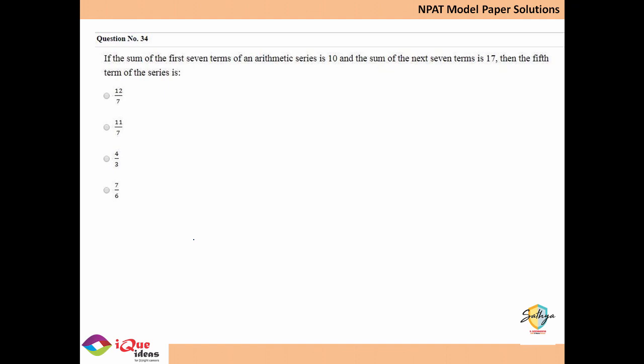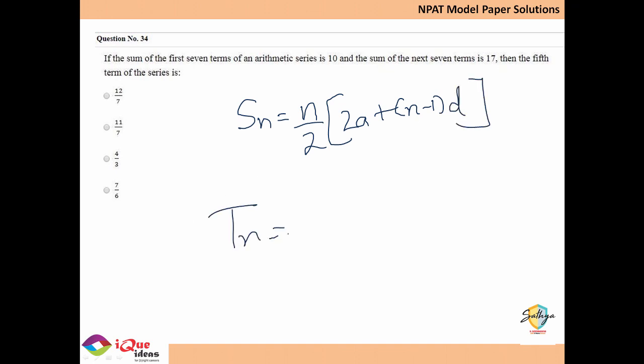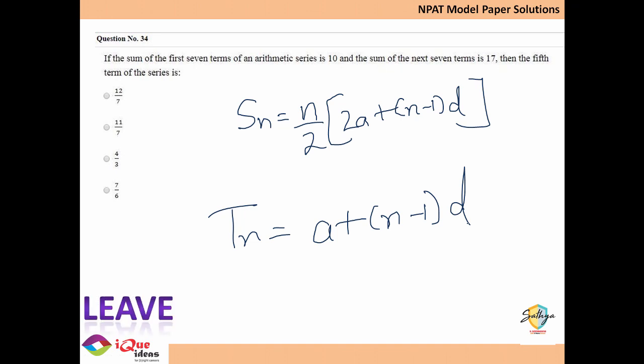Then the 5th term of the series. I'm going to just show you the formula, but the calculation seems to get extensive, so I prefer to leave this problem in the exam. But the sum of n terms of a series is given by n upon 2 into 2a plus n minus 1 into d, and the nth term of a series is given by a plus n minus 1 into d. I leave you with these formulas, but I'm not going to solve this because it's going to take extensive calculation and not worth the time. So problem to be left.